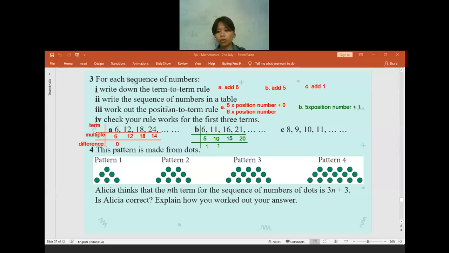Hello, is my internet gone or something? No, right? Okay. It will be 1 times position number. Yes, James, what happened? Yes, I know you said hello. You said help or something. Okay. Is there anyone who is confused about finding the position-to-term rule?